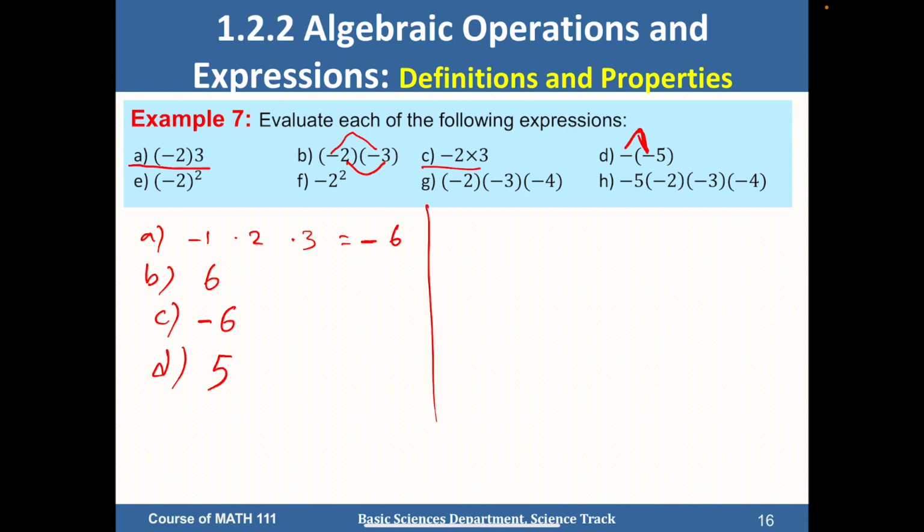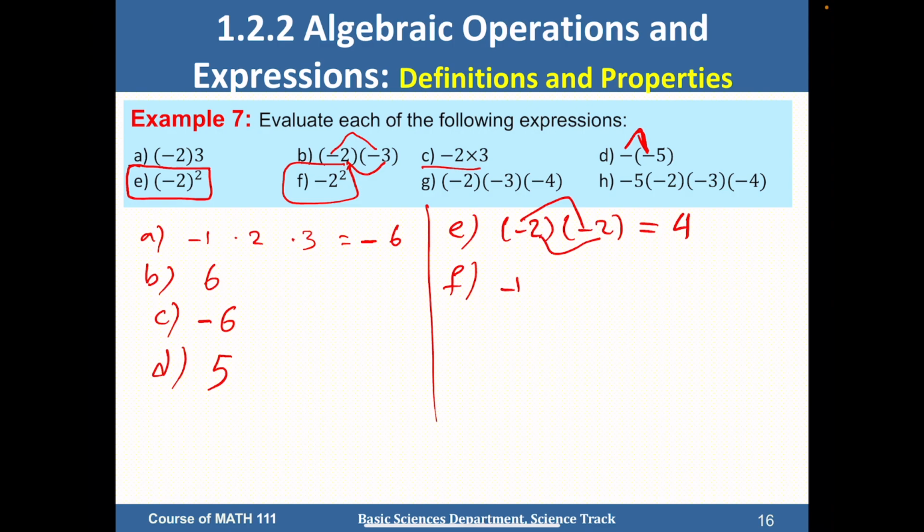Okay. Then I have E. Negative 2 to the power 2 means negative 2 times negative 2. So I'll multiply the negative with the negative, it equals positive, then 2 with 2 equals 4. So be careful, there's a difference between this one and this one. Here the square applies to the whole value, negative 2, but here the negative has nothing to do with the square. So this looks like negative 1 times 2 to the power 2. So 2 to the power 2 equals 4, then I'll put the negative as it is. Okay?